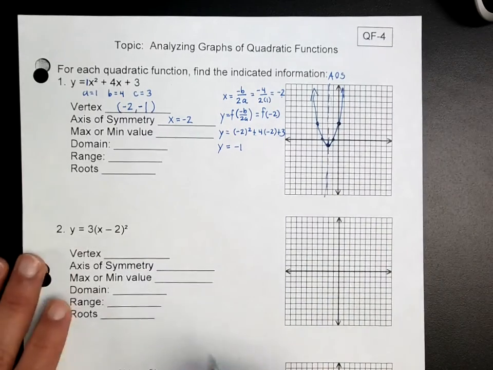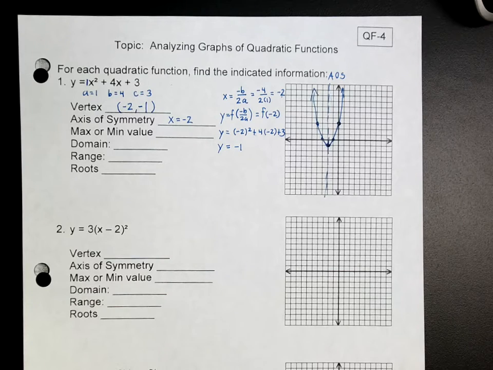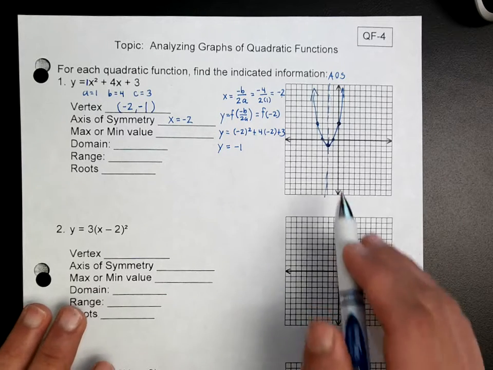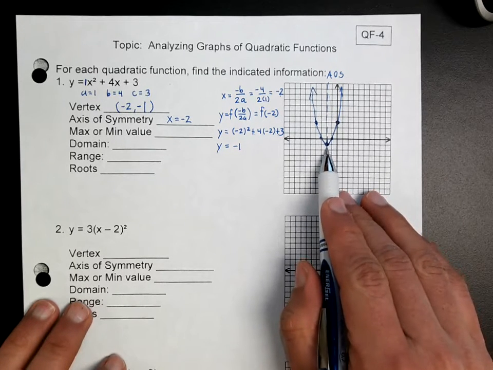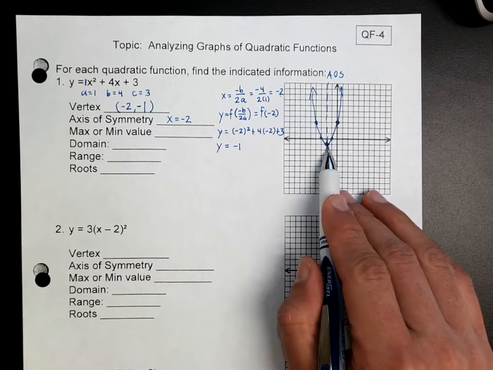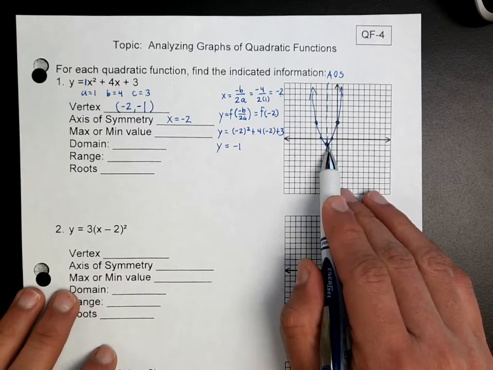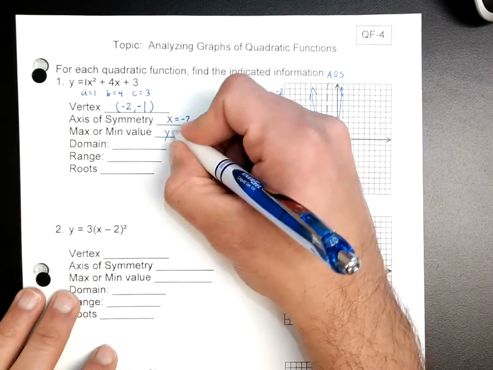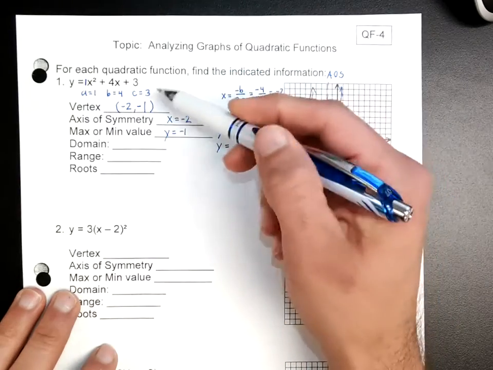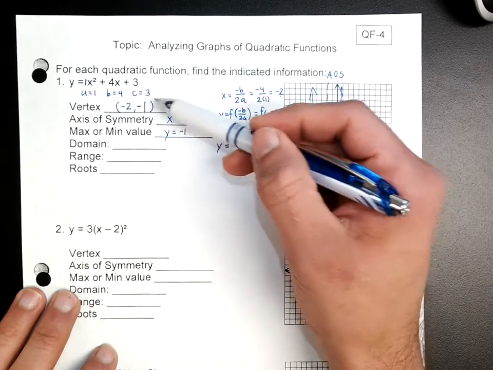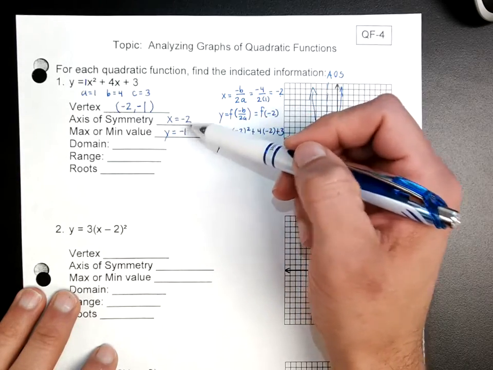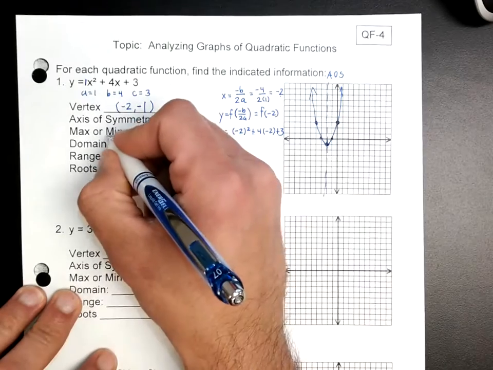Now when it's asking for the maximum or minimum value, what it's really asking is, what is the y-coordinate of the lowest or highest point? In this case, we have a low point, which is negative 1. The y-coordinate is negative 1. Again, if you're catching on, notice that the y-coordinate of the vertex is, in this case, the minimum value.